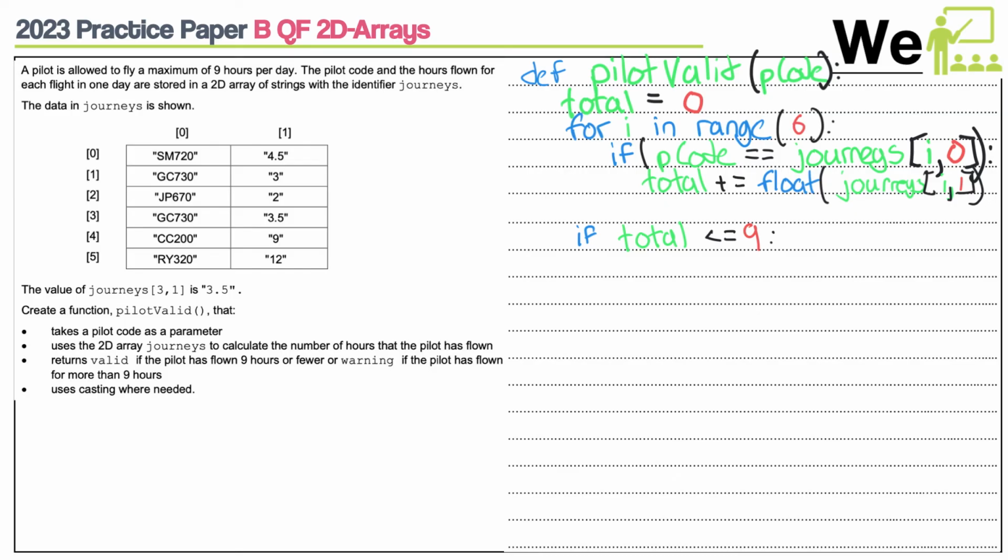Now, alternatively, we could have done this as a variable and set it to valid and then return it at the end. But you can also just do it here, because as soon as you say return valid, the subroutine, or the subprogram, will just end at this point. If it isn't that, so else, aka it's more than 9, you have to return the other thing, which is warning.